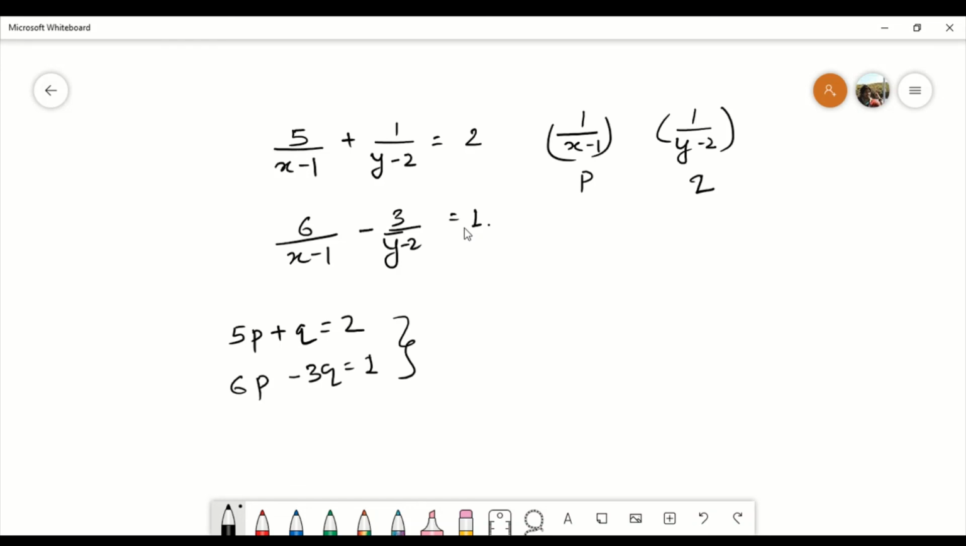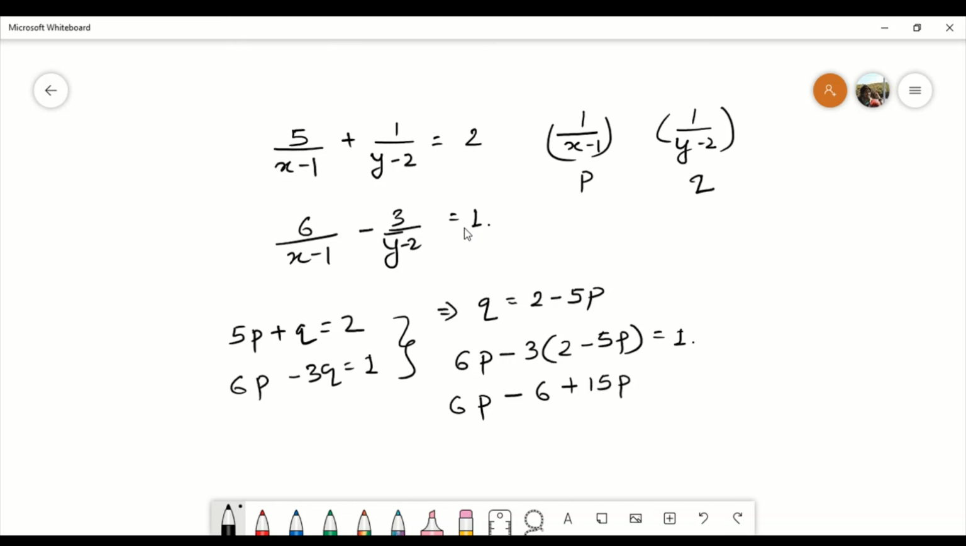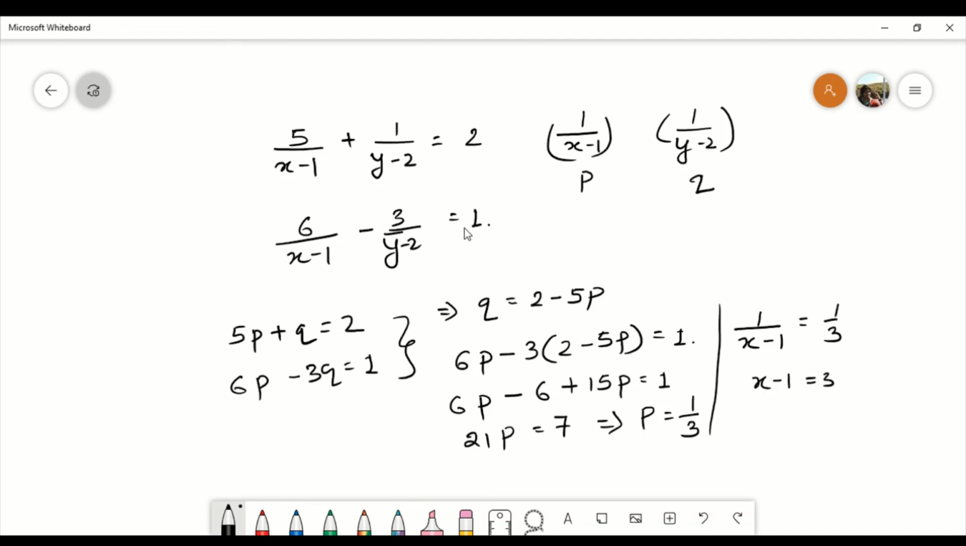And then we can solve this equation with any of the two algebraic methods to get the answer. So let's solve it with the substitution method. So I get q is 2 minus 5p from equation 1, and I'll put that into the second equation. So 6p minus 3 times (2 minus 5p) is equal to 1, which is 6p minus 6 plus 15p equal to 1, which is 21p equal to 7, which gives us p equal to 1 by 3. Now since p is equal to 1 by 3, we know that 1 upon x minus 1 is 1 by 3, right? So x minus 1 is 3 and x is 4. So we did a cross multiplication here, right? So x minus 1 is 3, so x equal to 4.